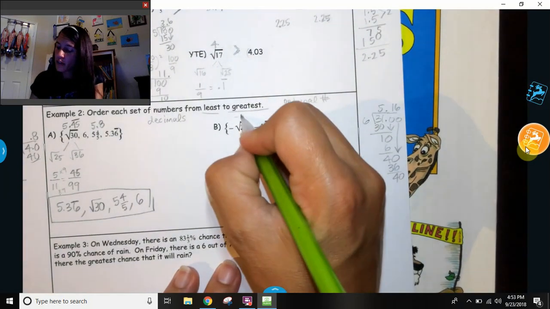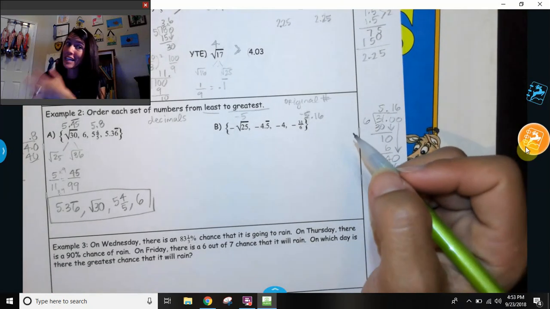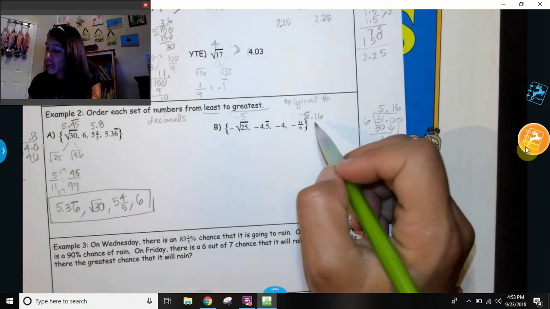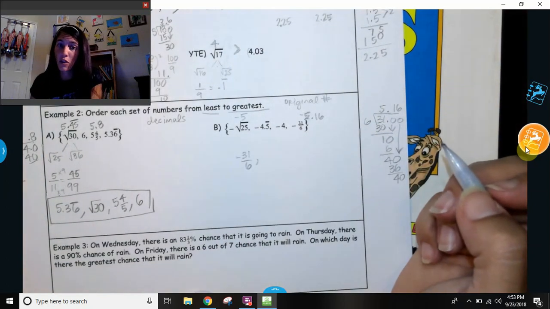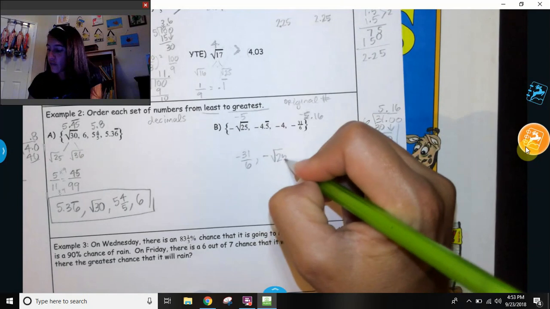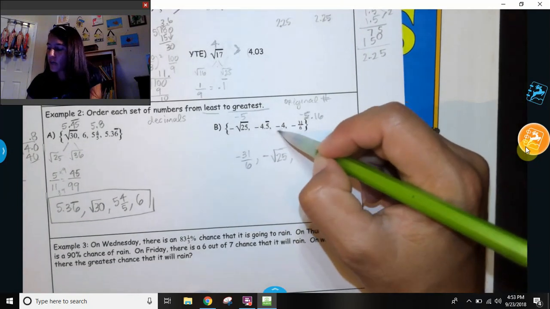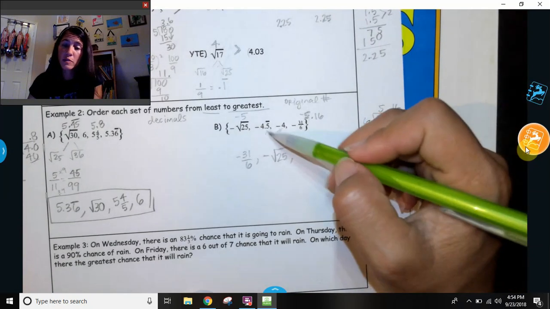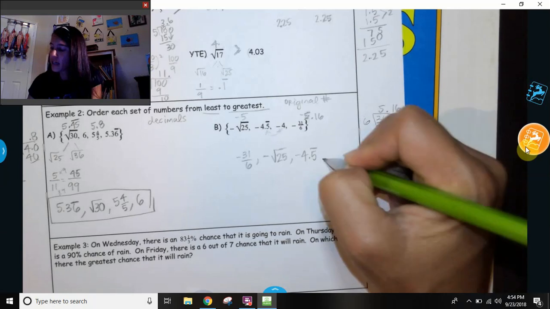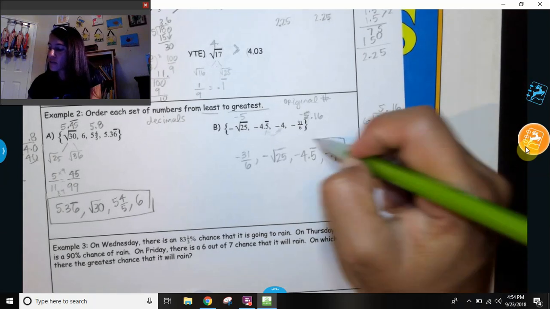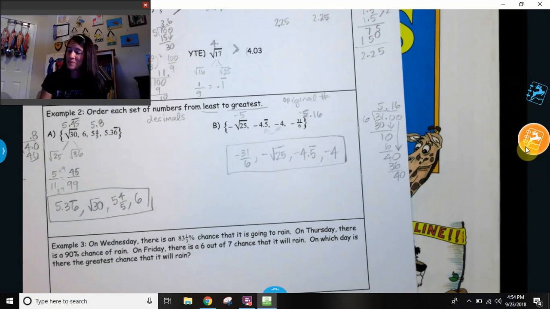Well, the negative root of 25 is just negative 5. So again, from least to greatest with negative numbers, I want to start with the biggest negative because really that's the smallest number. So that would be negative 31 over 6 is the smallest value. And then the negative root 25. And then between these two, do you know which one is the smallest? The smallest value is actually the bigger negative. So negative 4.5 repeating. And then negative 4 is the greatest of the smallest. It's the biggest of the smallest numbers that we have.